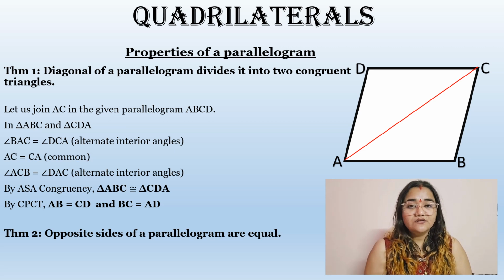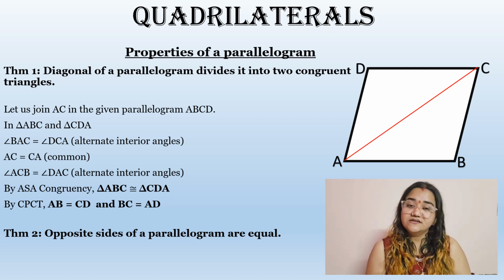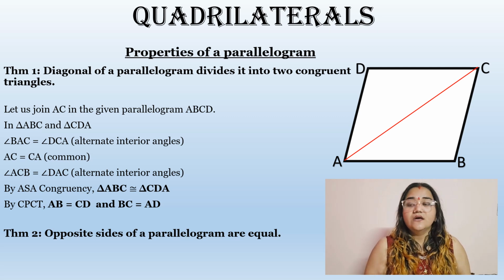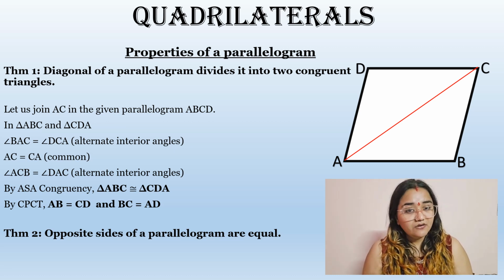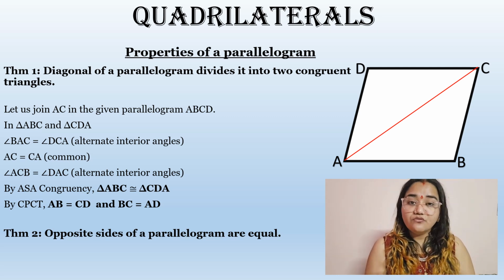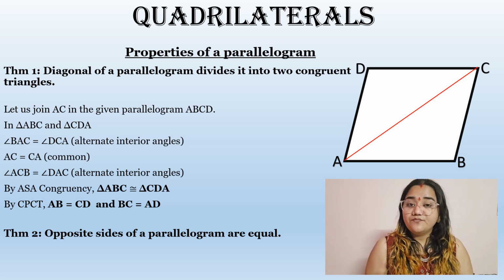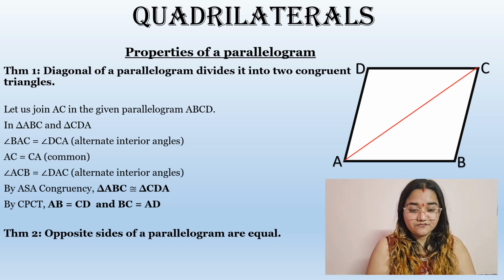So according to the definition of a parallelogram, this figure should give us AB parallel to CD and BC parallel to AD. Now we have learned about and used various properties of parallelogram in class 8. One property being the diagonal of a parallelogram divides it into 2 congruent triangles. So let us now prove this theorem or property using the congruency criteria.